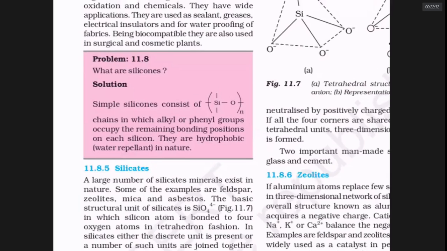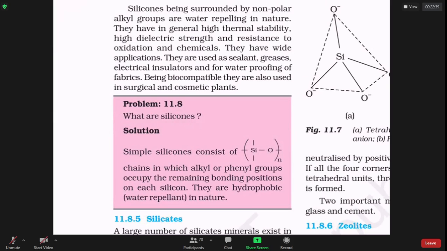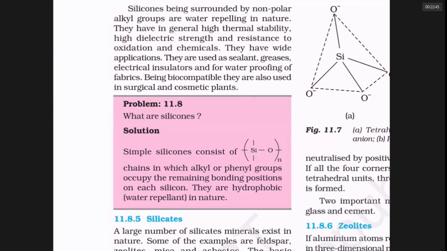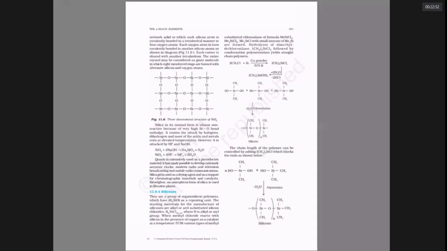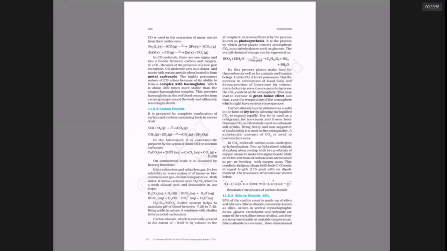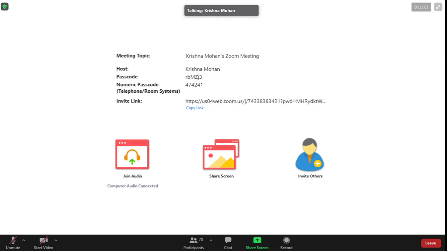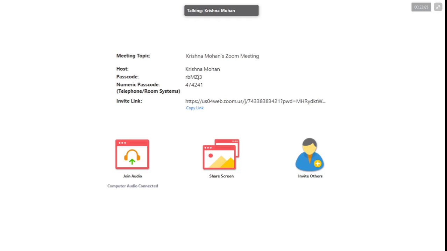The main important point is that silicones are very, very useful. They have wide applications in sealants, greases, electrical insulators, waterproofing of fabrics, and being biocompatible, they are also used in surgical and cosmetic implants. We are expecting a question on silicones and silanes, so I spoke about them in detail again and again. All other things are very simple in this lesson. One can read them without any trouble, so let's not worry about them. We are quickly scanning them.